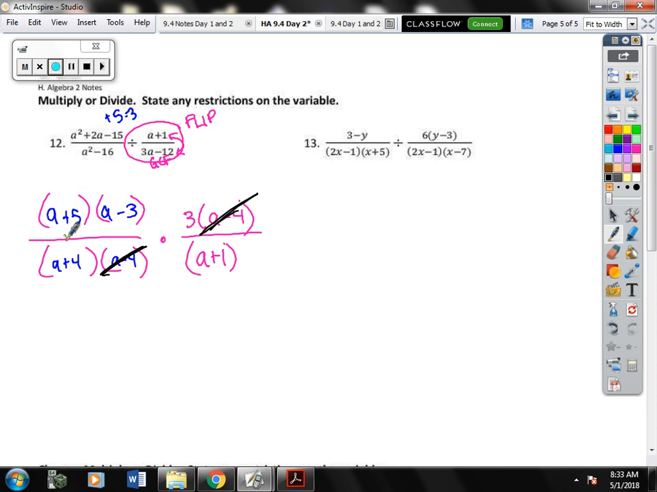And that wasn't a lot of stuff. Oh well. It could have happened that nothing cancels, just so you know. Rarely, really rarely, but yesterday in the notes there was one on there.